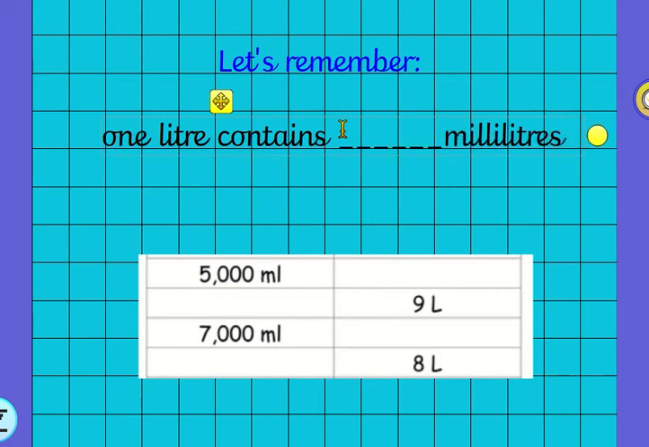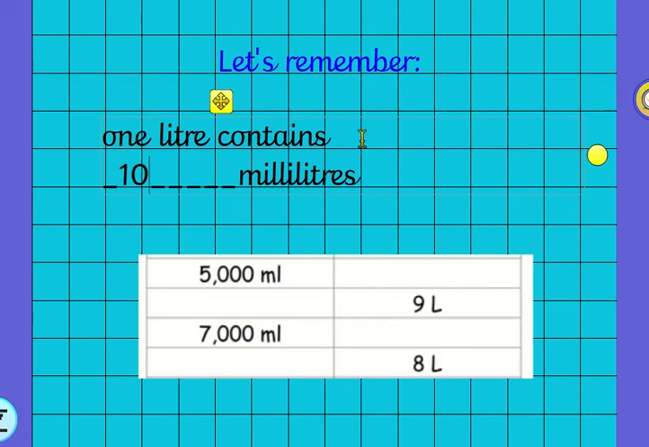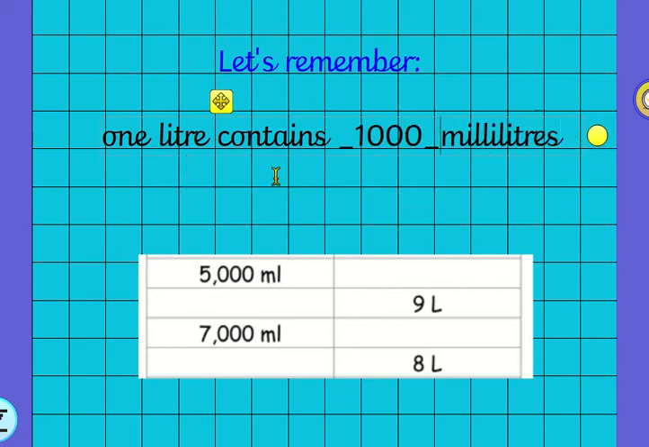1, 2, 3, 4, because there's 4 zeros in 1,000. 1 litre contains 1,000 millilitres.